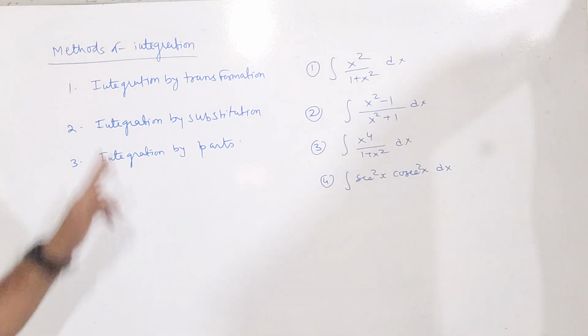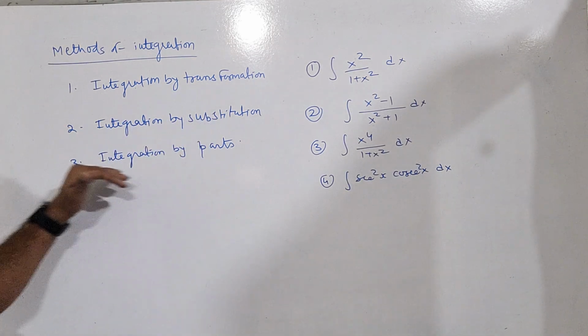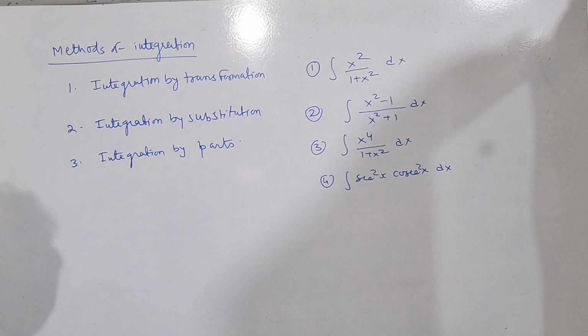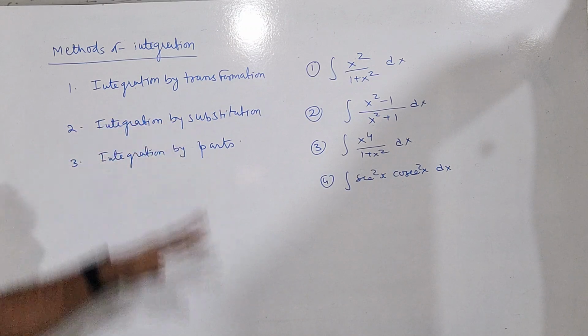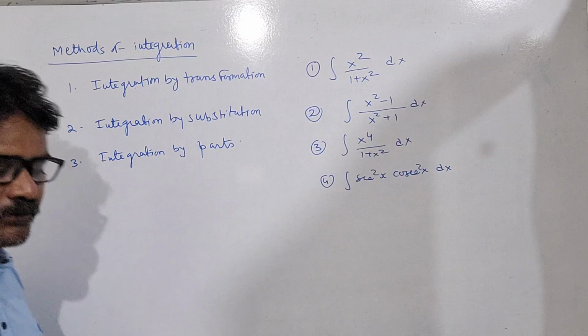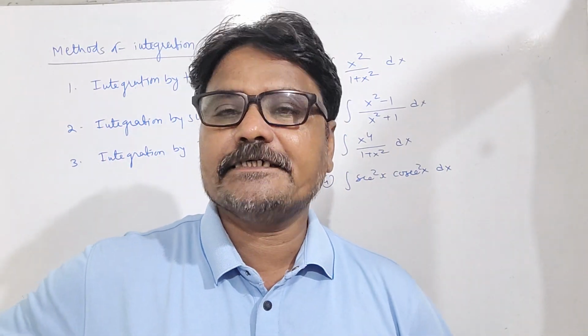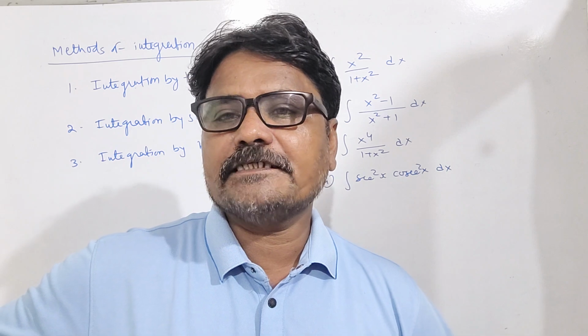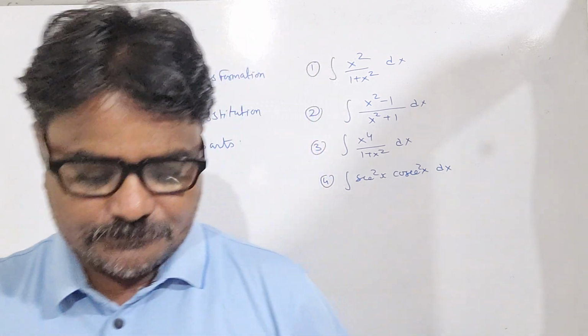Number one, integration by transformation. Second, integration by substitution. And third one is integration by parts. So what we do in integration by transformation, in integration by substitution, in integration by parts, is transform these integrations into the standard integrations so that we can apply the standard formulas. How to transform, that is important.